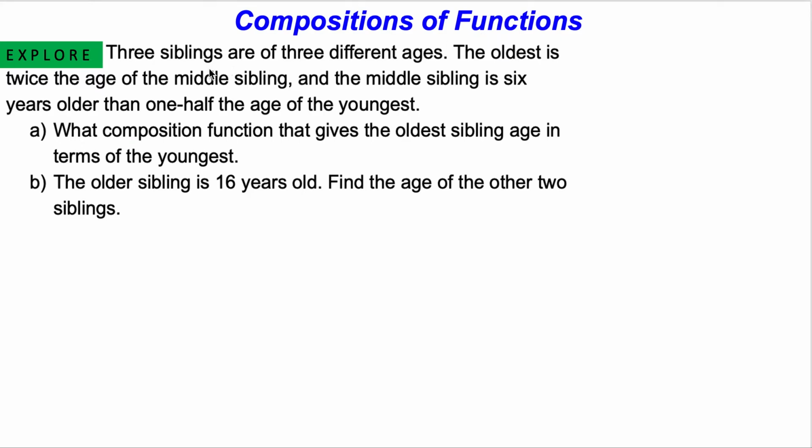Functions. Three siblings are of three different ages. The oldest is twice the age of the middle sibling, and the middle sibling is 6 years older than one half of the age of the youngest. So here, let's try this and write it this way and see how we can solve this problem.